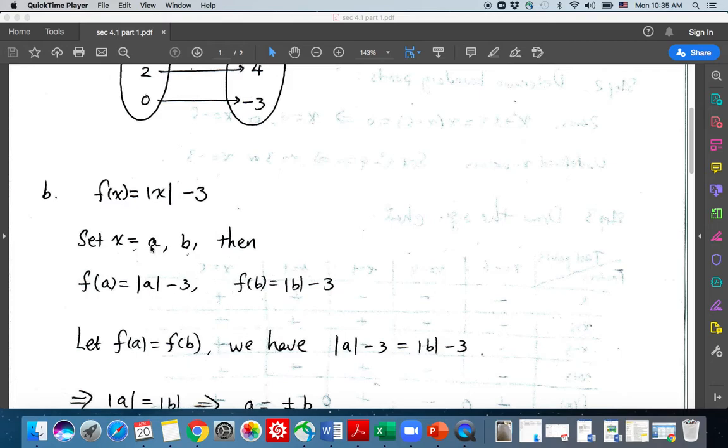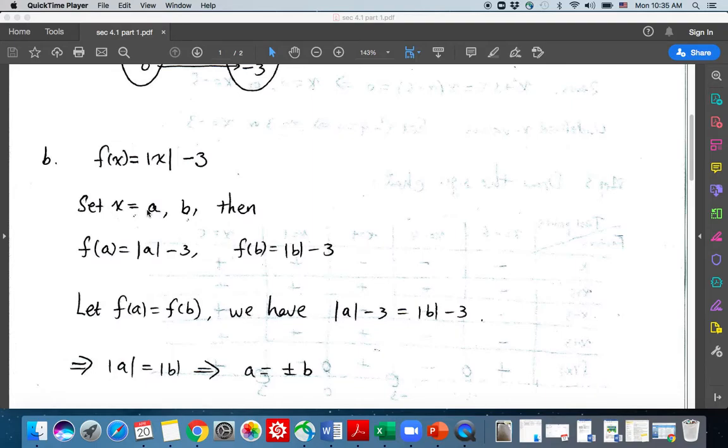It can be any two different values. Say, let's call them a and b. We're talking about two different x values as input for this function f. And then we're going to evaluate this function at these two different inputs. When the input is a, we have f of a equals the absolute value of a minus 3. When x equals b, f of b equals the absolute value of b minus 3.